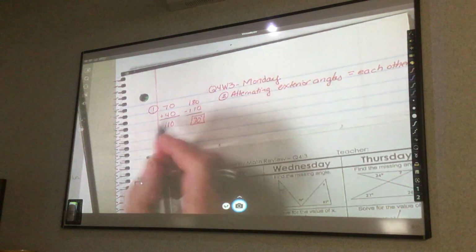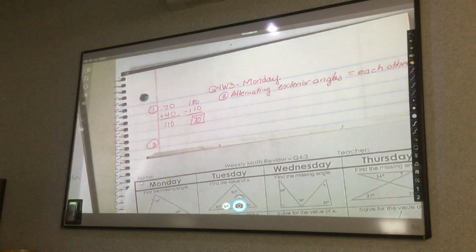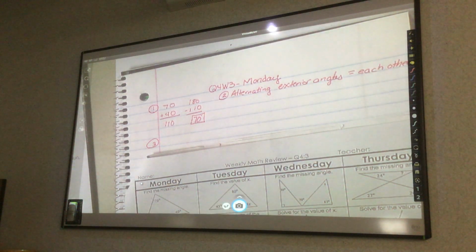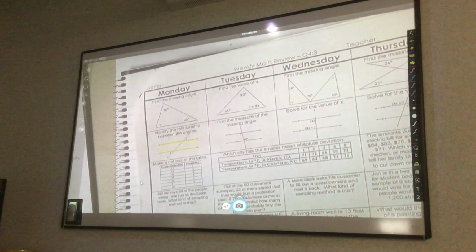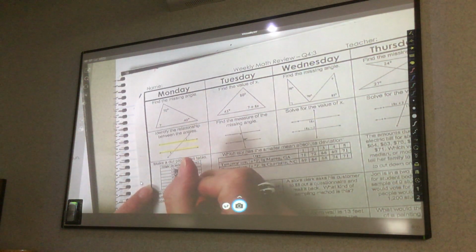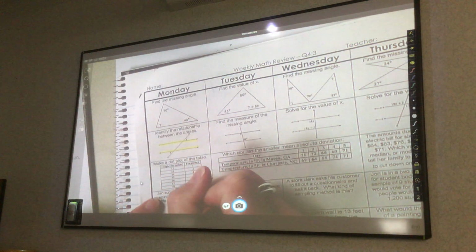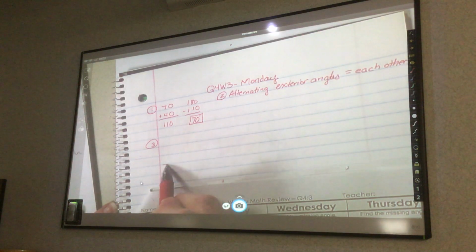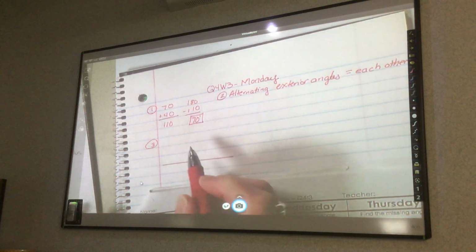Number 3 says to make a dot plot of the table. Okay, these are our numbers, and this is the frequency. My lowest number is a 42, right? And my highest number is a 48. So really, my dot plot could just consist of that if I wanted to. So I'm just going to show an example real quick.